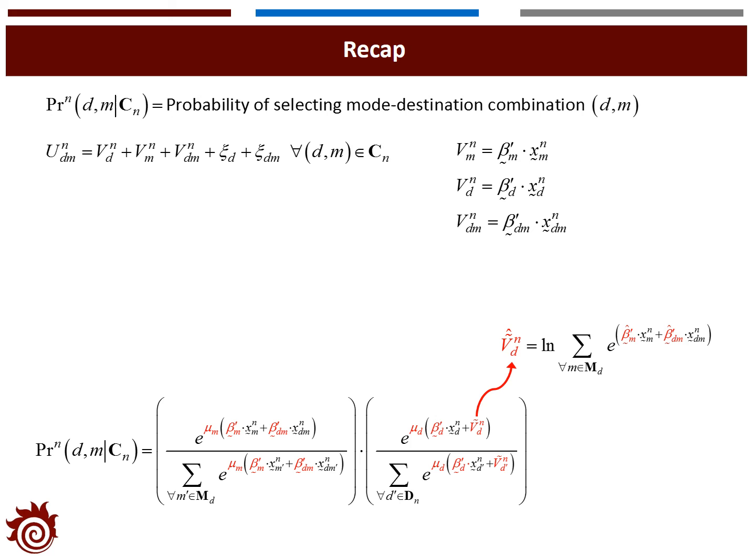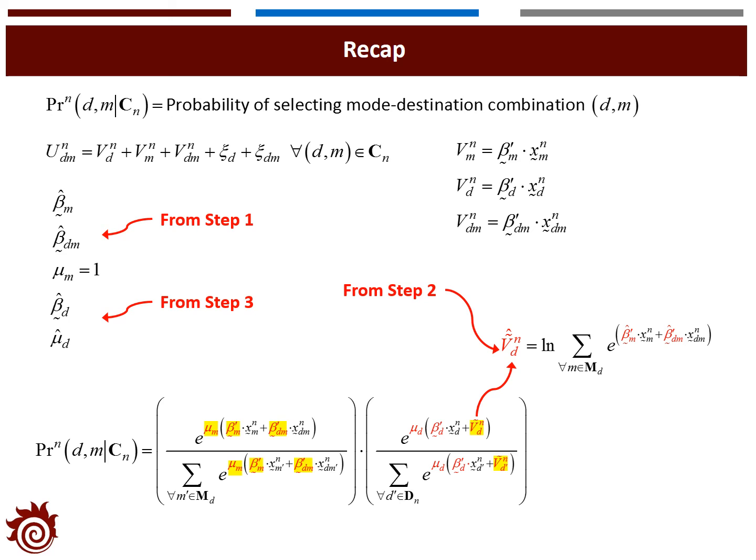So for the model estimation, in the first step, we assume that mu m is 1 and estimate beta m hat and beta dm hat from the normal model estimation for the MNL model. Second, we will estimate the values for the log sum term for each individual. Third, we will estimate the beta d hat and mu d hat for the second term that comes from the marginal probability. And that's the entire process for us to complete the two-dimensional nested logit model.